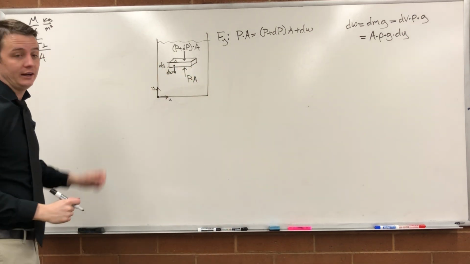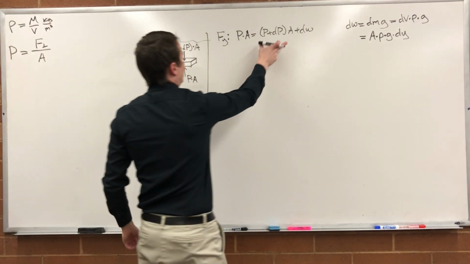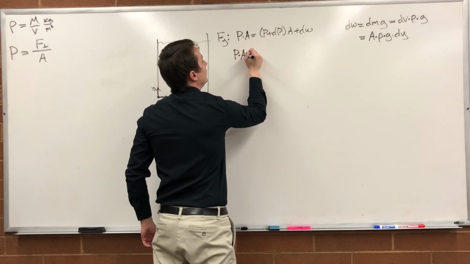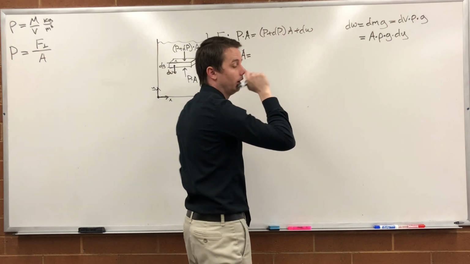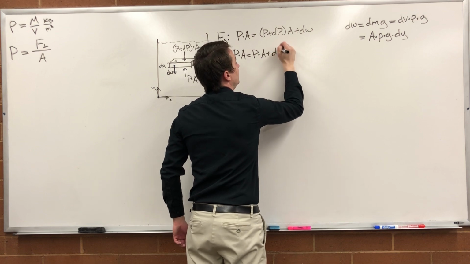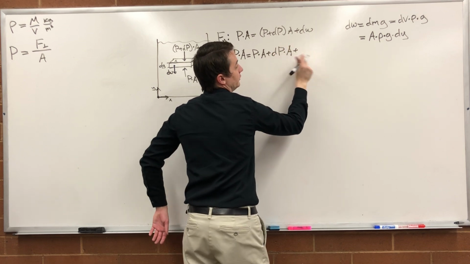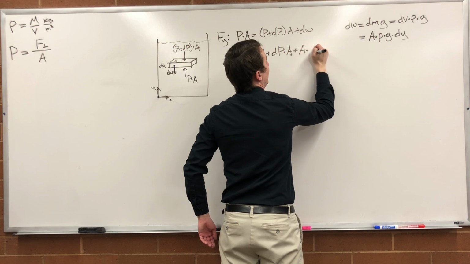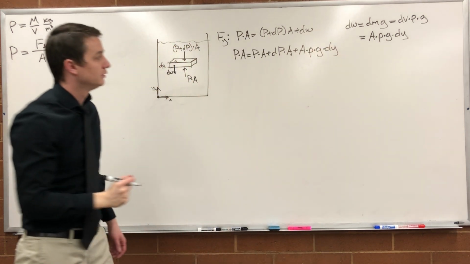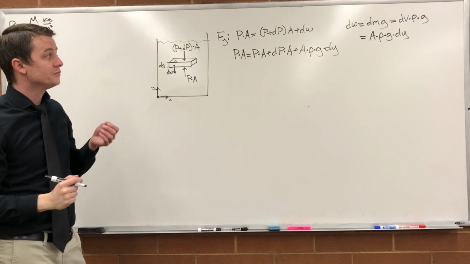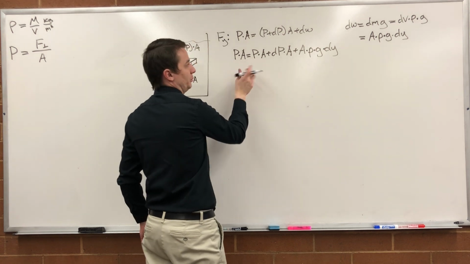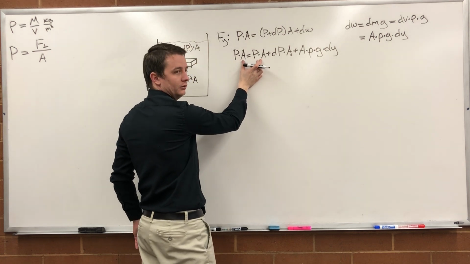Follow that? Yeah. So now I'm going to rewrite this equation. So I have P times A is equal to, I'm going to multiply this out. So it's equal to P times A plus dP times A plus A times rho times g times dy. And you can just get rid of A. We can get rid of A. Doesn't matter which way we do this. First I'm going to subtract this from both sides.